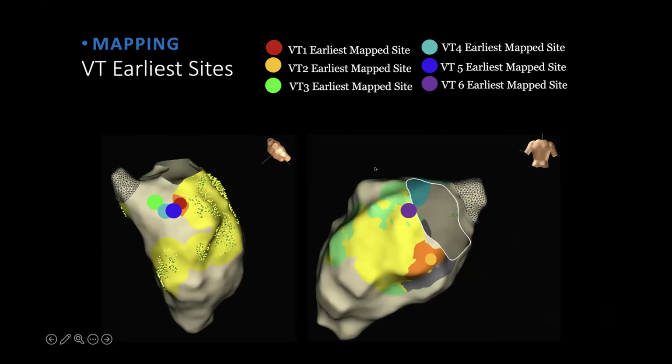So at the end, I said, hey, what if we put everything together, all these different arrhythmias, and try to correlate the early sites of activation of all of them? Because at the end of the day, all the morphologies were similar. And as you can see, four of them were around this area of the anterior, anterolateral wall, basal, and another one a little bit more lateral or inferior.